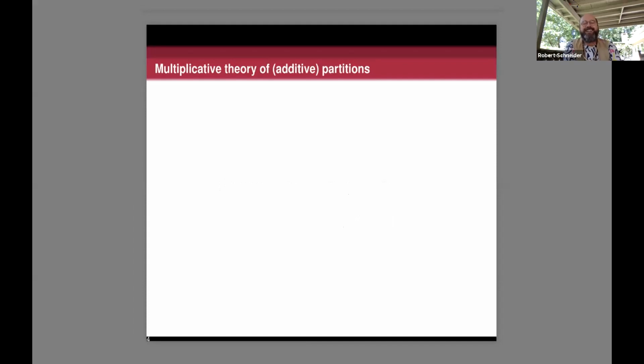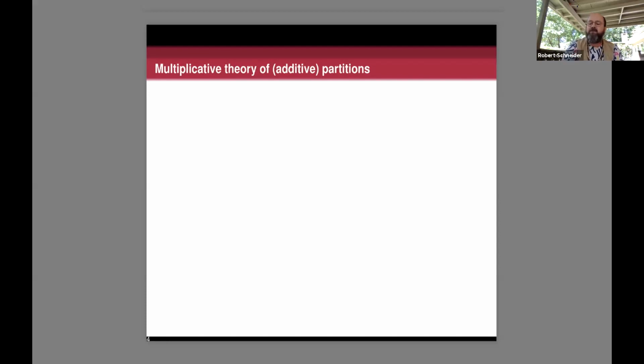Okay, moving on. Going further down the rabbit hole of partition zeta functions, I ended up working out kind of a multiplicative theory of partitions that is analogous in almost every way to multiplicative number theory, that is the theory of primes, divisors, arithmetic functions, Euler products, and that kind of thing. There exists a parallel theory that we're going to discuss now in partition theory.